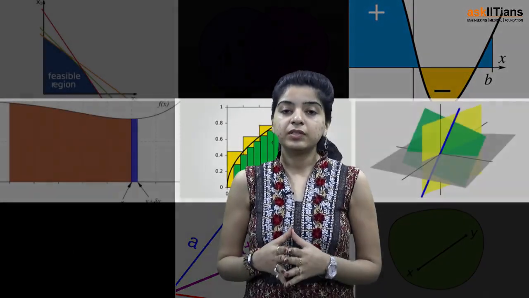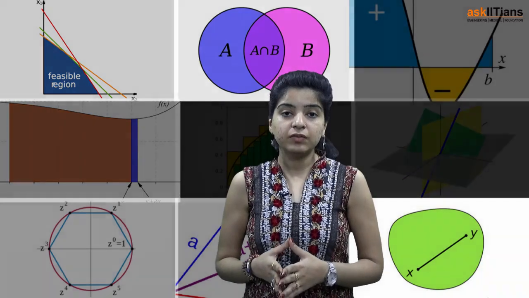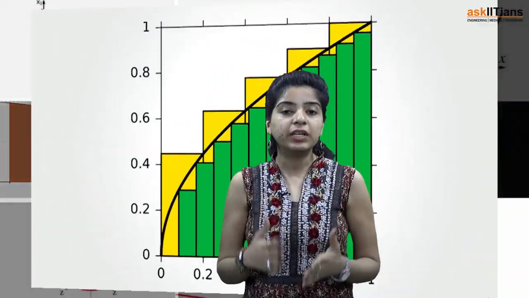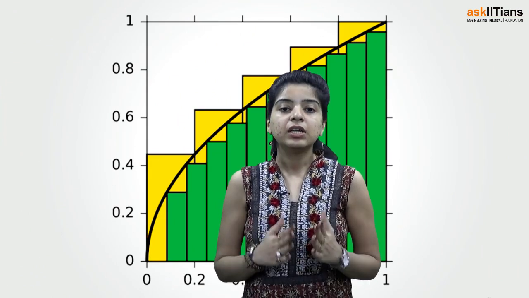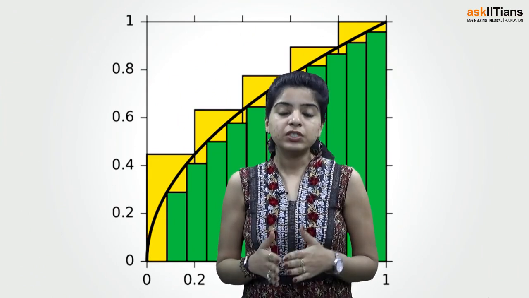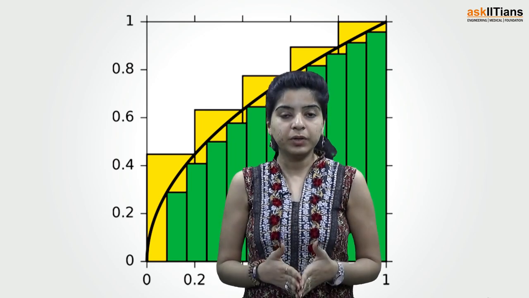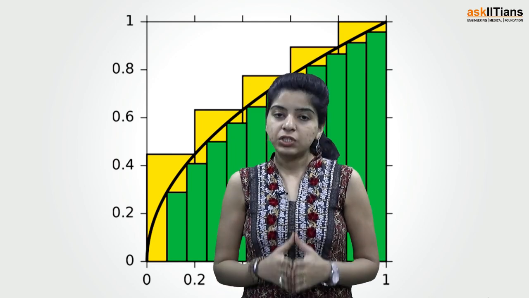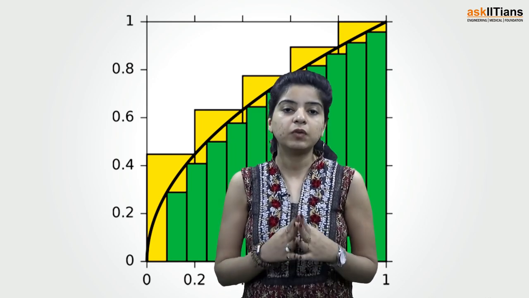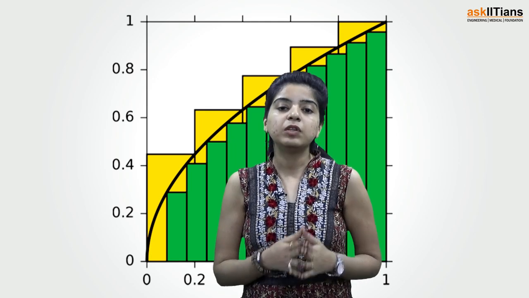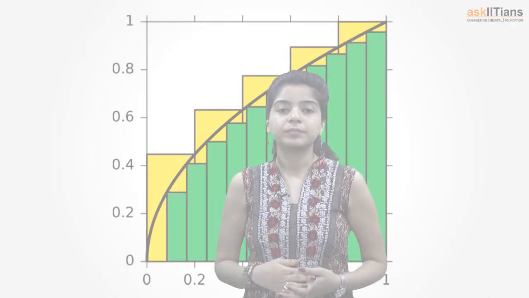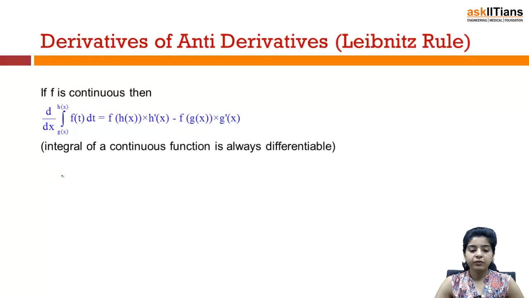Now in this session we will be discussing the derivatives of antiderivatives, that is the Leibniz rule. In this we shall discuss that d by dx of integral g(x) to h(x) f(t) dt is equal to the value of the function at the upper limit into derivative of upper limit minus the value of the function at lower limit into derivative of lower limit. We shall discuss various questions based on the application of Leibniz rule, and then finally we will be switching to definite integral as limit of sum. So let's begin. Okay, so now we have derivatives of antiderivatives, that is the Leibniz rule.